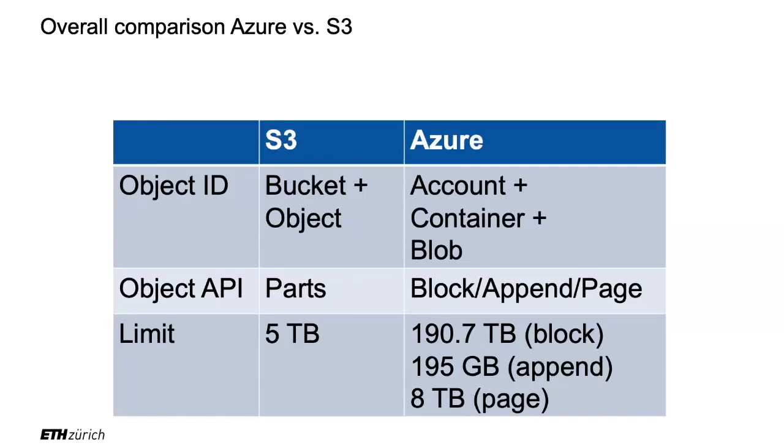Then in terms of the API, S3 supports the parts. The part is the way I told you this trick to upload in multiple parts and then at the end paste them all together in a single object. In Azure, you have different ways of exposing the objects. It's called block, append, and page. Don't worry too much about what they actually mean, but it's basically different use cases.